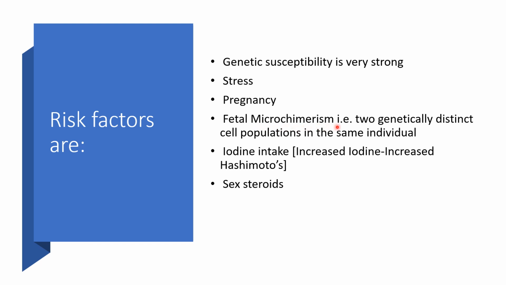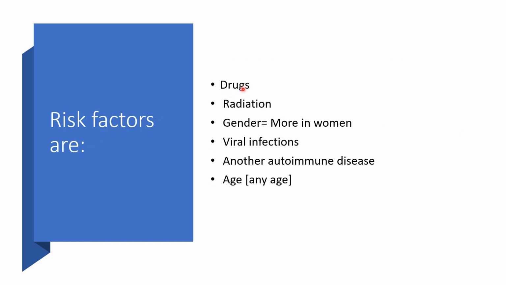Fetal microchimerism, that is two genetically distinct cell populations in one individual. Iodine intake. Okay, here's a point. Somebody sent a question to me in the past, and let me just make this clearer again, that increased iodine will lead to increased Hashimoto's. Sex steroids, all these are associated risk factors, but we have more. Still on risk factors will be certain drugs, radiation, gender, more in women, viral infections, another autoimmune disease. Remember, Graves' disease can evolve to Hashimoto's. Hashimoto's can evolve to Graves'. Then age, any age, because it's found in children.